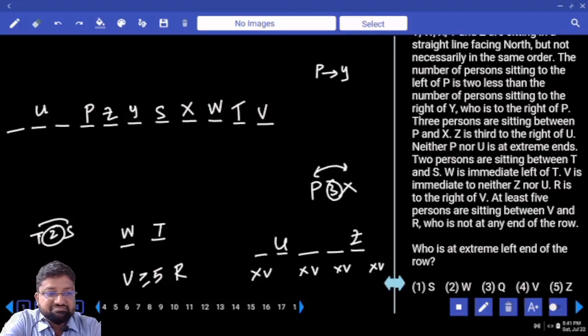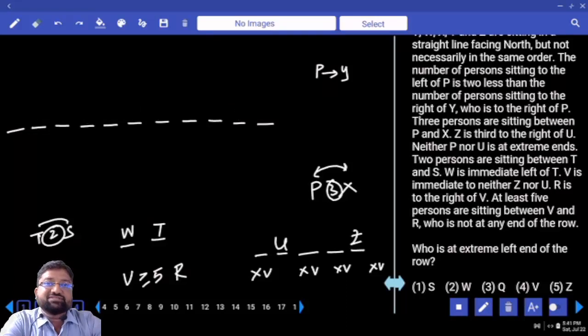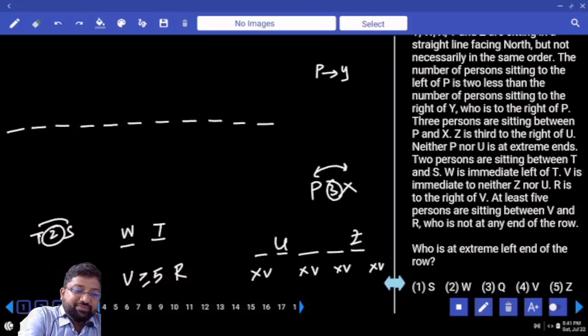No. See, this is where you need to have some patience. Left of P, 4. Right of Y, how many? 6. 1, 2, 3, 4, 5, 6.